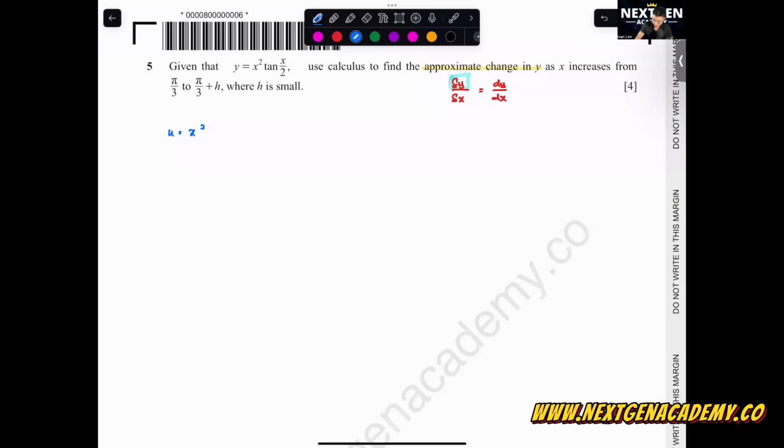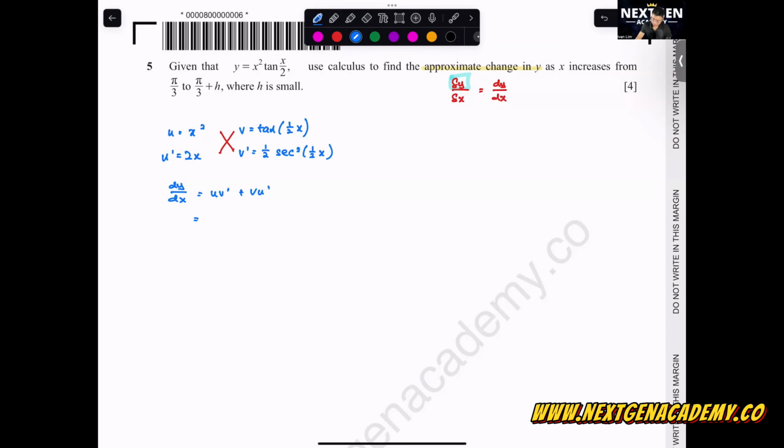u is equal to x squared, v is equal to tangent x over 2. Okay, I'll rewrite it as 1 over 2 x, so it's easier for us to see. u prime is 2x, v prime, tangent will become secant squared, and then you've got a value inside, half. You multiply out: half secant squared 1 over 2 x. Okay, like this. dy over dx will be uv prime plus vu prime.